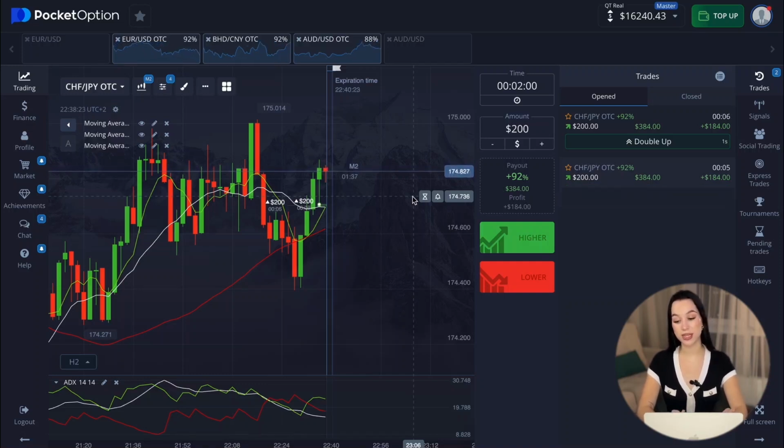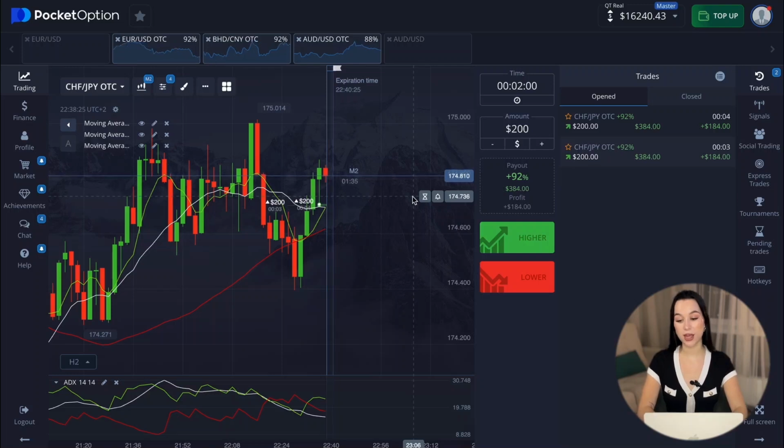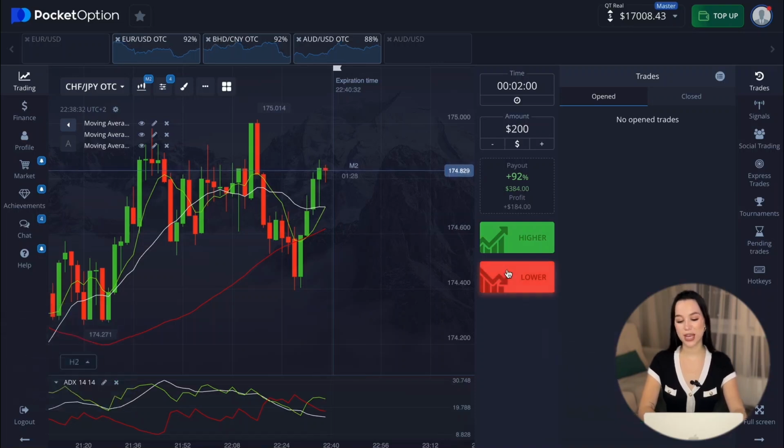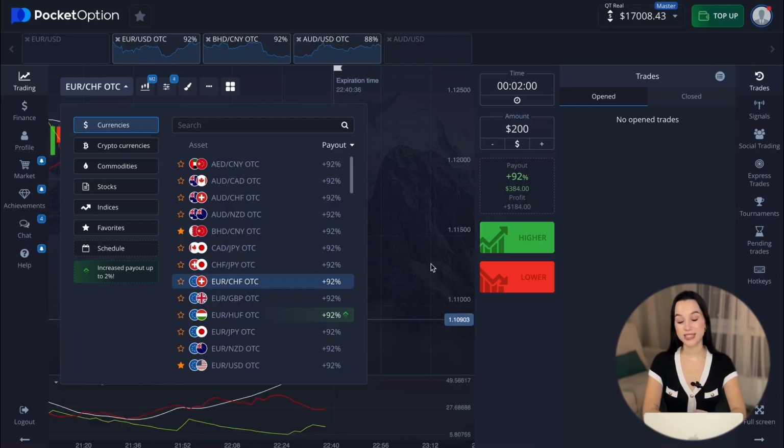So it's 5 seconds till the end of a trade. Let's see what we're gonna have. And 3, 2, 1, and yeah guys, we had our profit. This is really great. We earned even more than we thought.